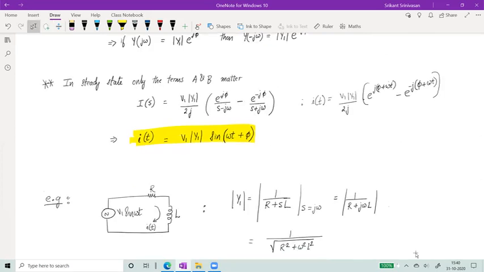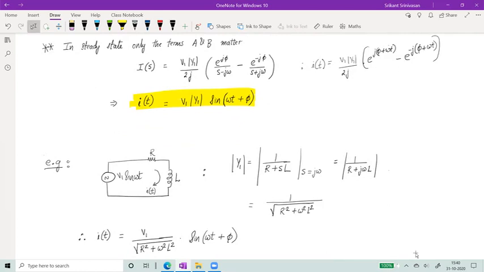So let's take an example, whatever we solved just now with the series RL circuit. If my input is V1 sine omega t, and I have R and then L, and I'm trying to find out what is i of t. So from my Laplace transforms, I know that the transfer admittance is 1 by R plus SL.